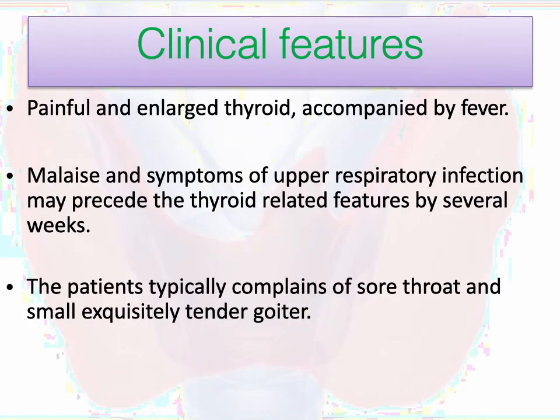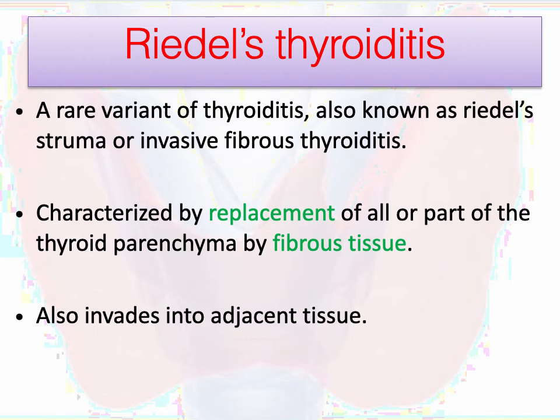Clinical features: painful enlarged thyroid, malaise. Symptoms of upper respiratory tract infection precede the thyroid-related features by several weeks. That means a few weeks before, there are all the symptoms of upper respiratory tract infection, and after that will follow the thyroid-specific symptoms. The patient typically complains of sore throat and a small, exquisitely tender goiter. If you put your hand, it will be tender. This is a good sign. Then there is Riedel's thyroiditis, a rare variant of thyroiditis characterized by replacement of all or part of the thyroid by fibrous tissue.